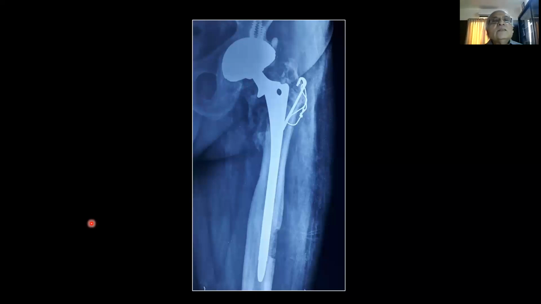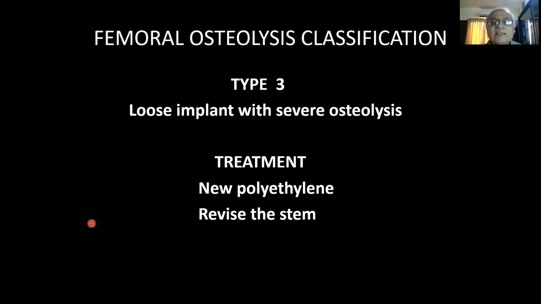Third, very straightforward: a loose implant with severe osteolysis, you have to take out everything and do it. So these are actually massive surgeries, because there is nothing like diaphysis, nothing like metaphysis in these patients.